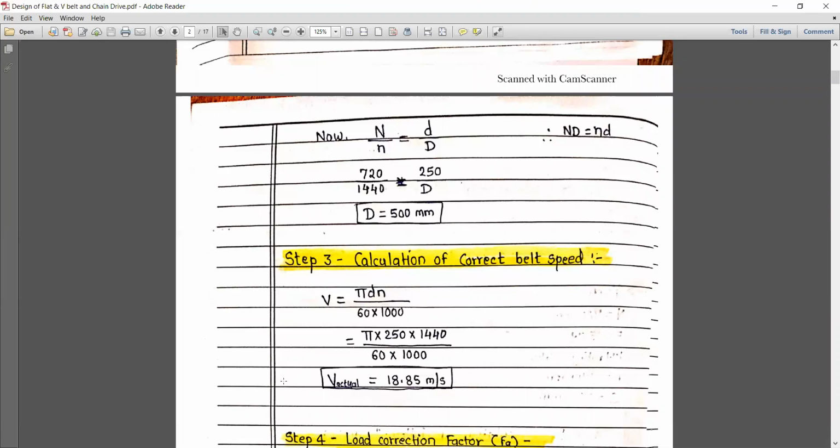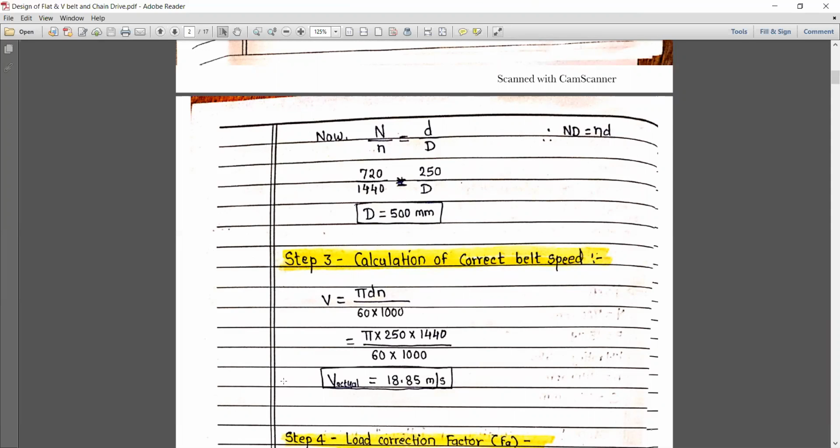Or you can directly calculate the transmission ratio, that is output speed divided by input speed. Based on that transmission ratio you can also calculate the value of capital D. So we are using a similar equation, N by n equal to small d divided by capital D. Putting all the values, capital D is equal to 500 millimeter.